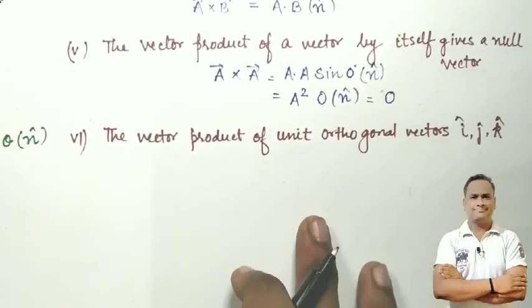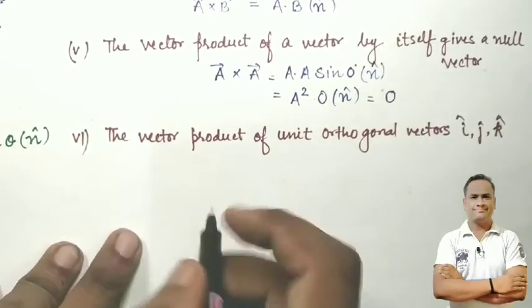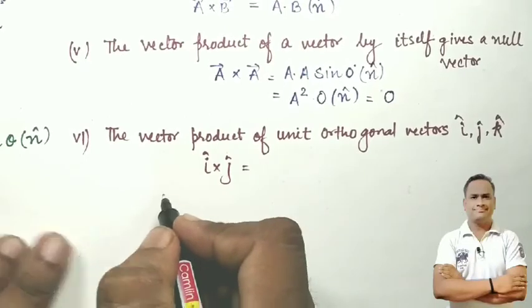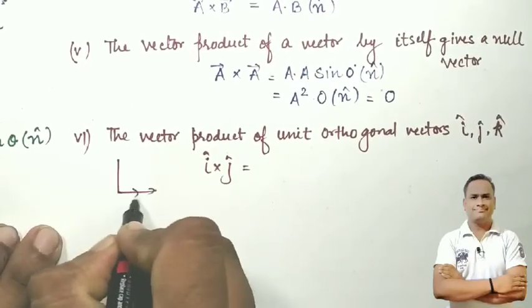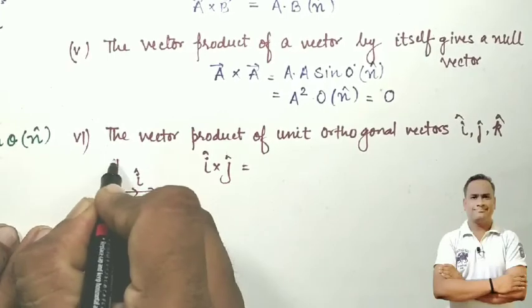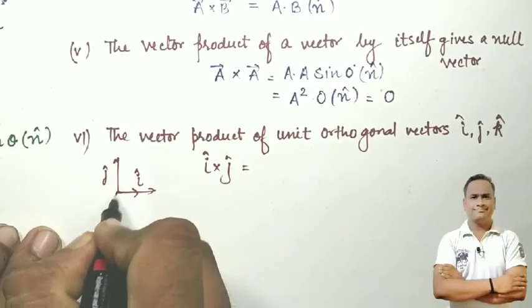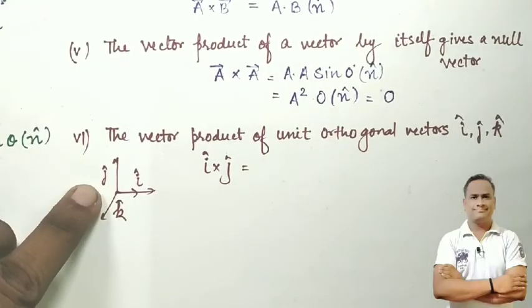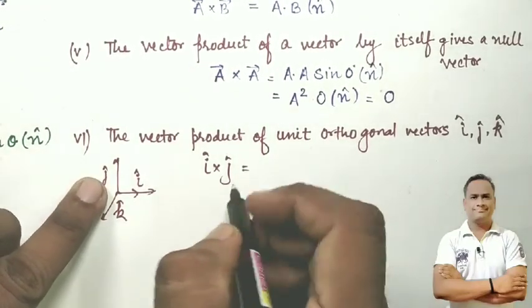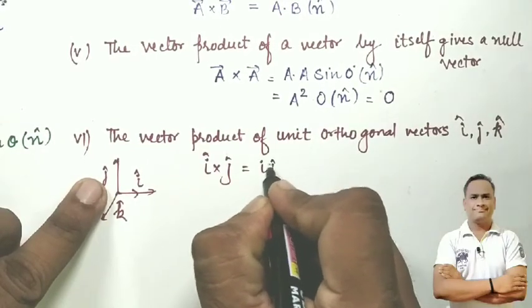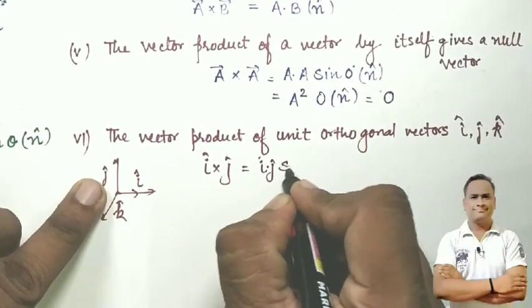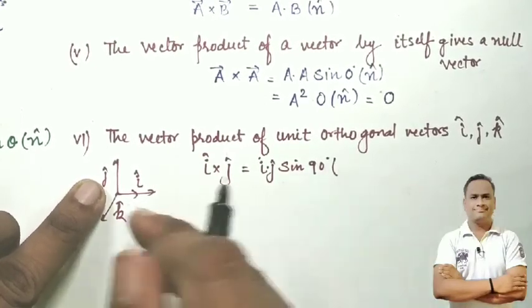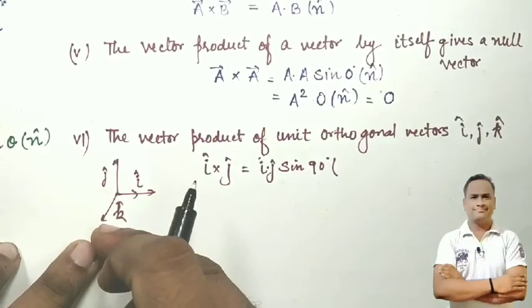So what will be its vector product? Let's start with I cross J one by one. Because I is the unit vector along the x-axis, J is the unit vector along the y-axis, and K is the unit vector along the z-axis. So one by one we will discuss I cross J. It will be I into J sine, here the angle will be 90 degrees because they are perpendicular to each other, and the direction will be along the axis of K.